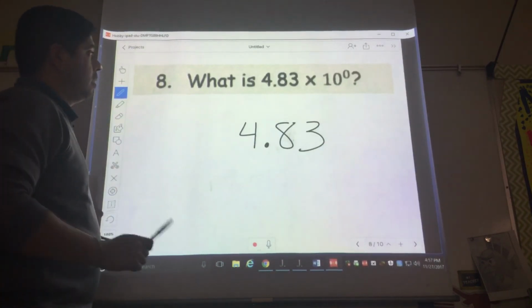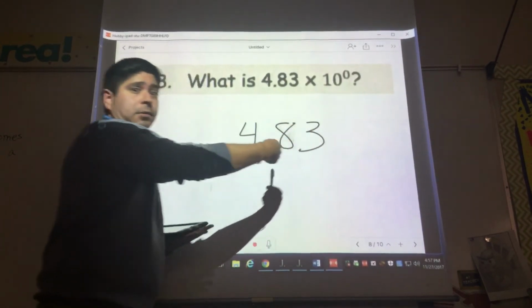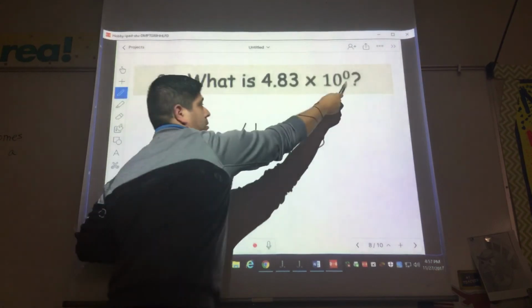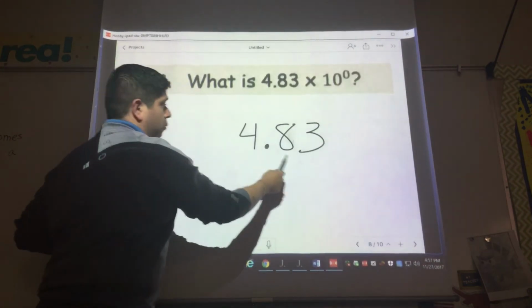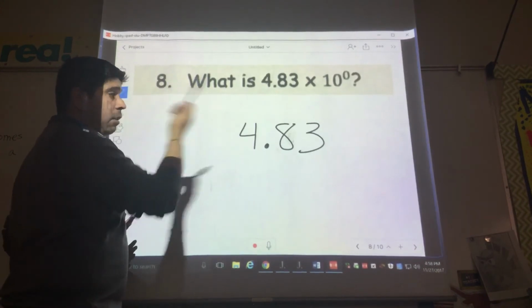Okay, and then I'm going to look. This is going to tell me if it moves. So is this decimal going to move any? No, it's not, because it's 0. If it was 1, then I'll move it 1 to the right. If it was -1, I'll move it 1 to the left. But this is 0, so that means it's not going to move.